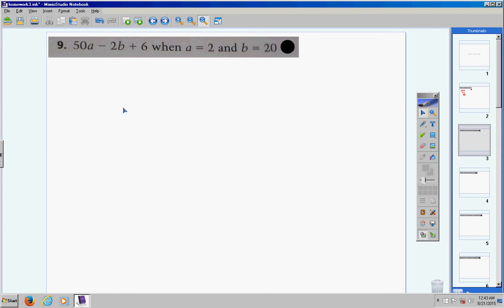Number 9. Everywhere there's an A, I'm going to substitute 2. Everywhere there's a B, I'm going to substitute 20. So here we go. 50, then parentheses, and for A, I'm going to substitute 2. Then negative 2B, so negative 2, then parentheses for B, and then substitute 20, and then positive 6. Okay, let's simplify. There's no powers, roots, or absolute values.